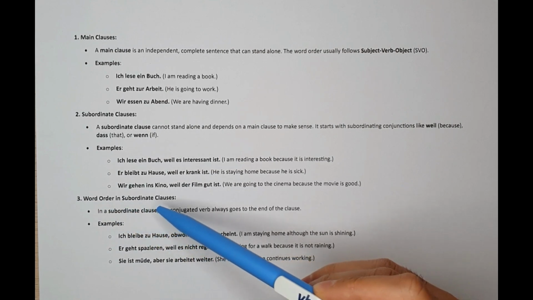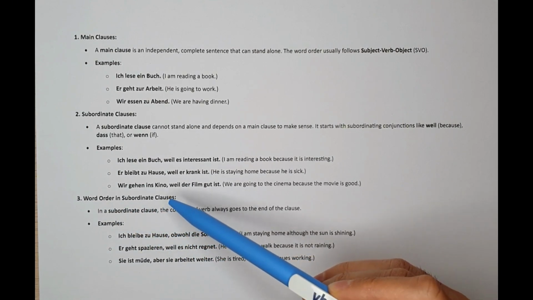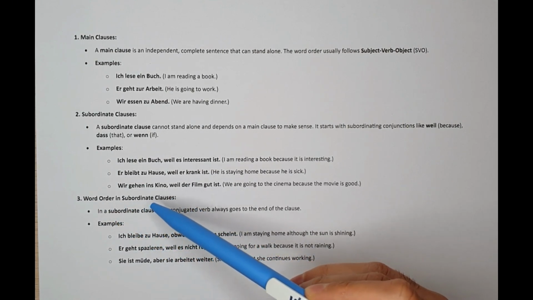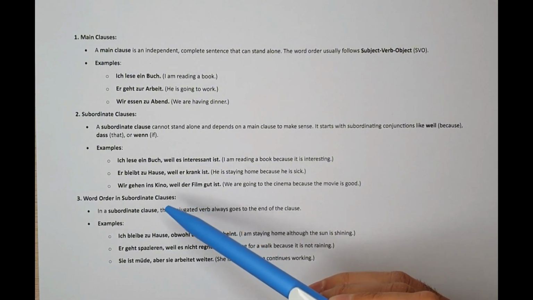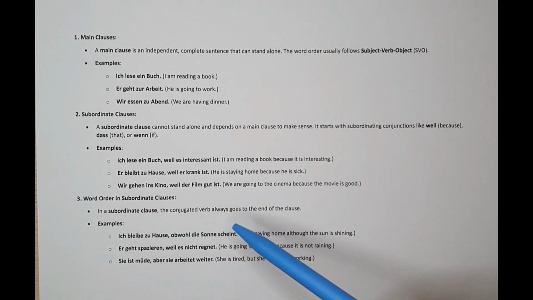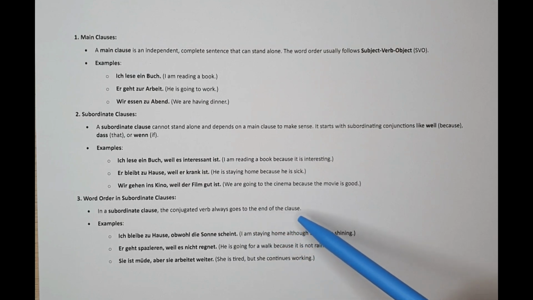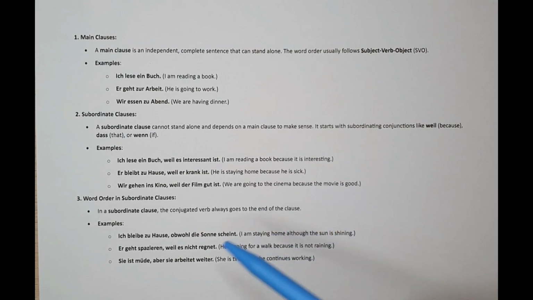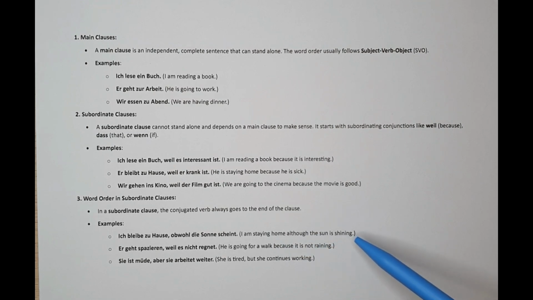Word order in subordinate clauses. Now this is very important. Every time in a subordinate clause, which is Nebensatz in German, the conjugated verb always goes to the end of the clause, to the end of the sentence. For instance, Ich bleibe zu Hause, obwohl die Sonne scheint. Scheint, end of the sentence. I'm staying home although the sun is shining.